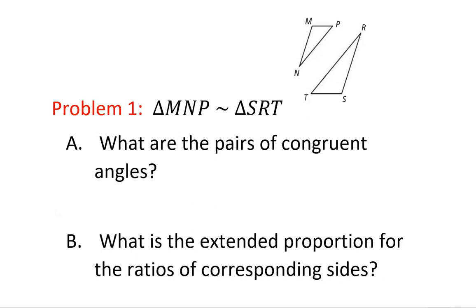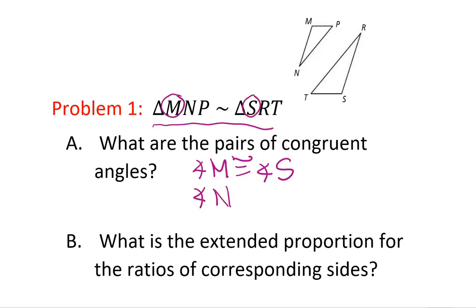Now notice here they say that these are similar. Do you have to look at the picture to know which ones go together? No, remember when we did congruent figures a while ago, and the first letter goes with the first letter, the second one goes with the second one? Same exact thing. So the congruent angles are going to be angle M congruent to angle S. So first letters go together, then we go angle N congruent to angle R, and angle P congruent to angle T.